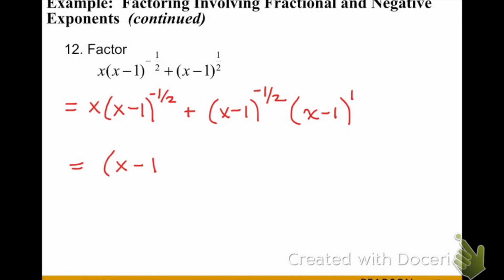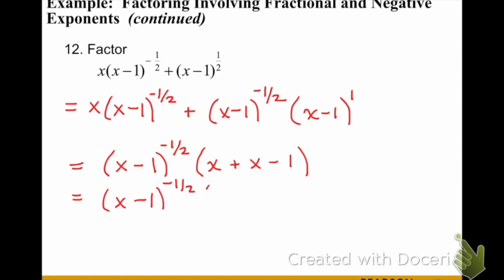And so, if we look here then, if we do our grouping method, and we pull out the x minus 1 to the negative 1/2 power, that leaves us with an x from the first term and an x minus 1 from the second term. So leaving the x minus 1 to the negative 1/2 power alone for a sec, we can then go ahead and combine like terms in that second parentheses. Combine the two x's into a 2x minus 1.